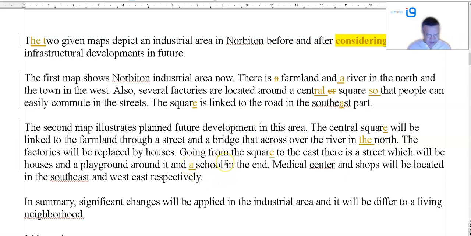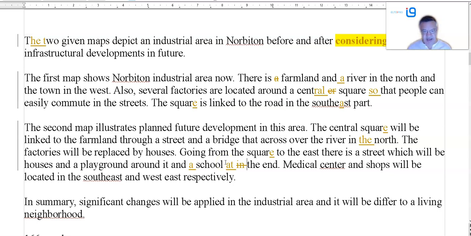So you need to watch your prepositions and articles. A medical centre, that's countable, and we use the English one, "a." "And shops will be located in the south, east, and west east."